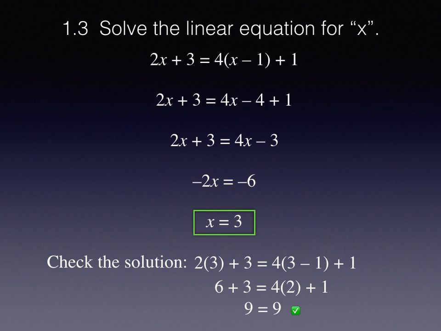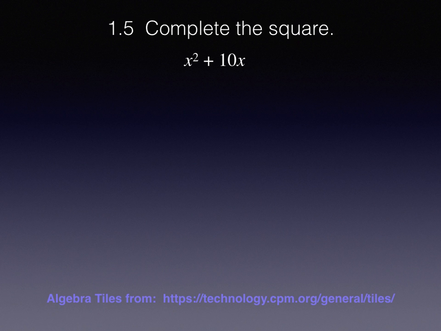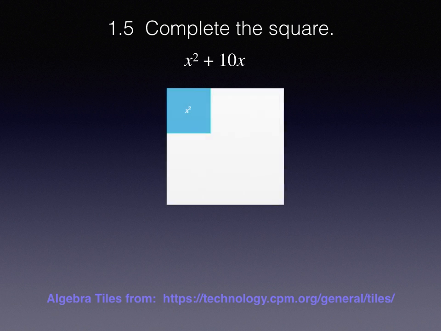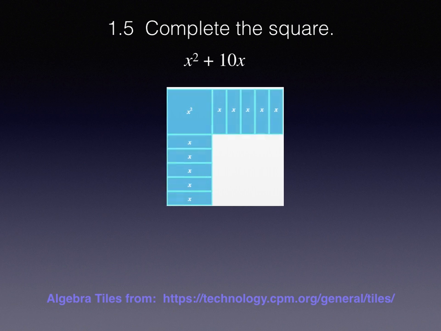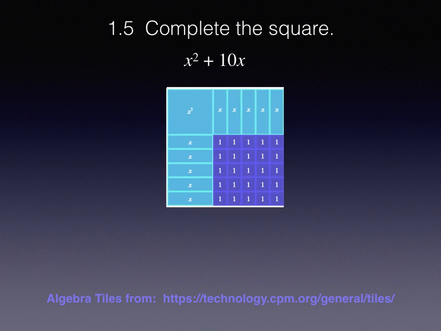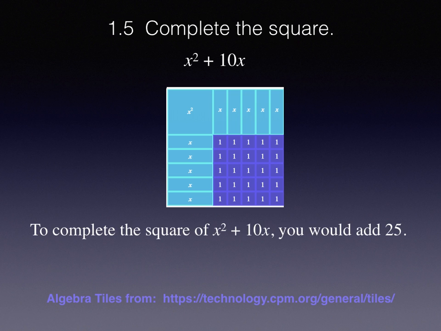Okay, the next example, you're asked to complete the square. And I have a URL here for some algebra tiles that are nice to use. So with algebra tiles, you have an x squared tile, which looks like this, and then I have to find 10 of the x tiles. And what I'm going to do is put those 10 tiles to the right of the x squared and underneath the x squared. Now to complete the square, I would have to add 25 little units there. So I would add 25 to complete the square of x squared plus 10x.